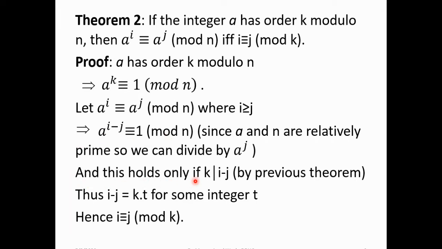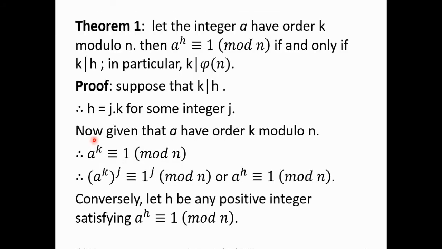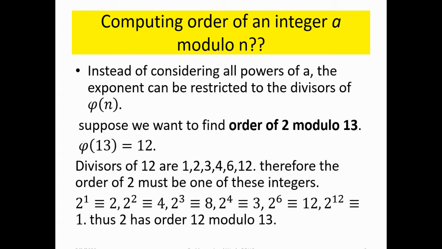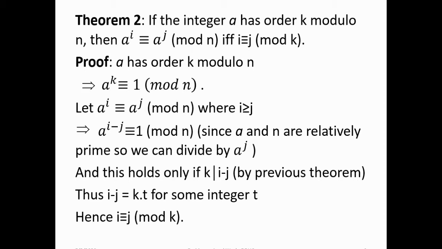So by the previous theorem, let us see that result again. Here we are saying, if a has order k and there is some other h such that a to the power h is also giving us 1, then this holds if and only if the order k divides h. k is the least, so it should divide. Now let's come back to this theorem. a to the power i minus j is congruent to 1, but a has order k, so k should divide i minus j.